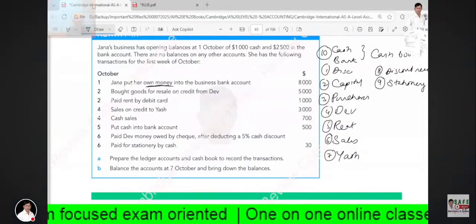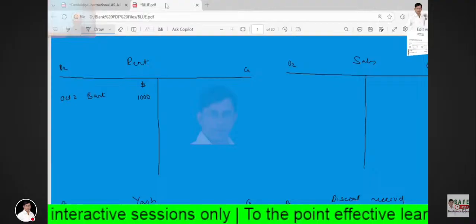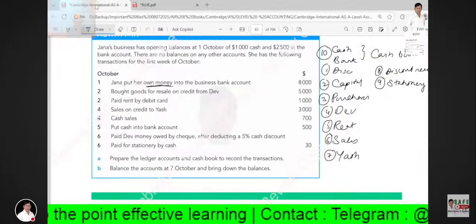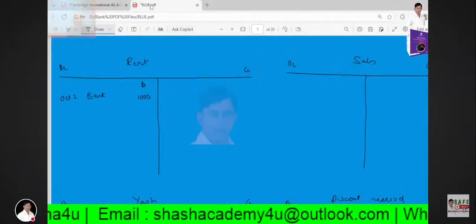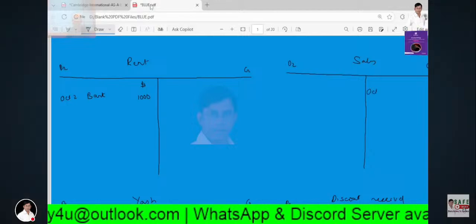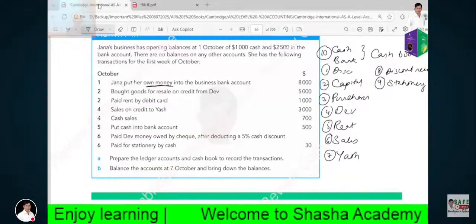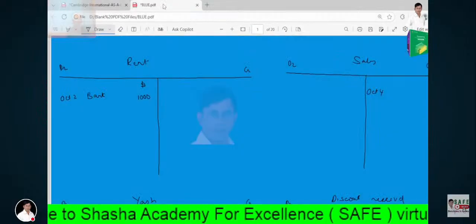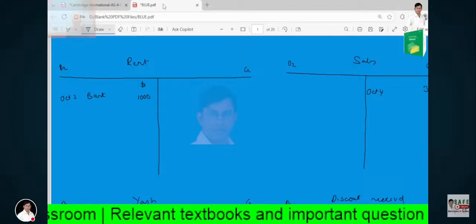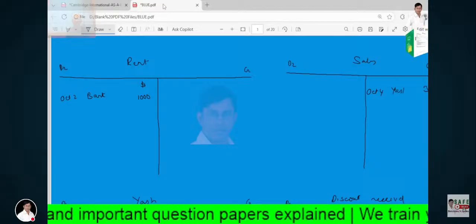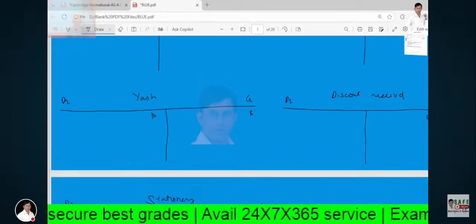Next. Sales on credit to Yash: sales and Yash. What date? 4th. Sales on credit to Yash. What is the amount? 3,000. Sales is always credited. So Yash, opposite side: Yash account will be debited.